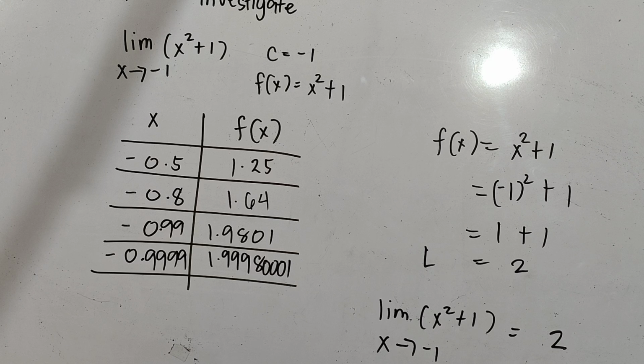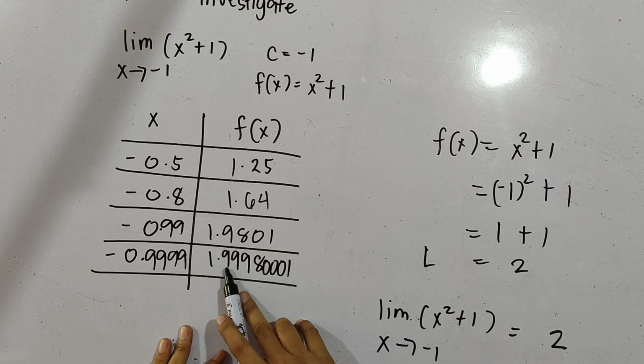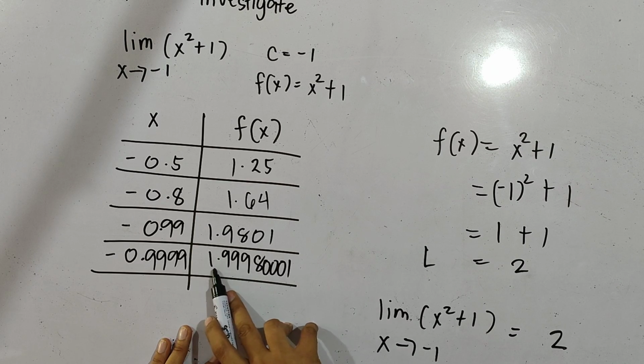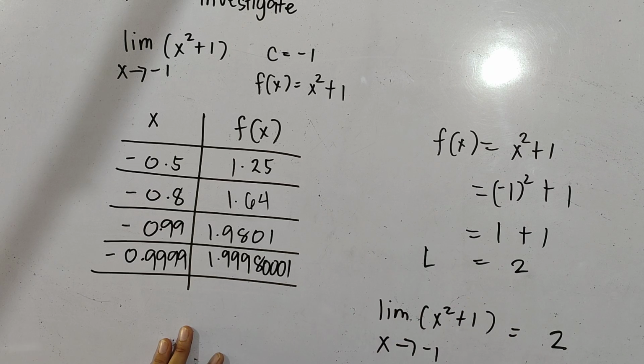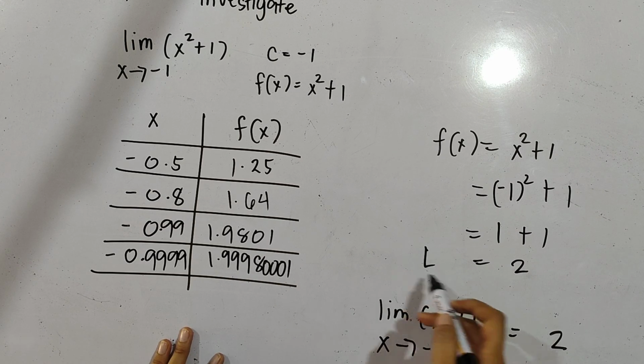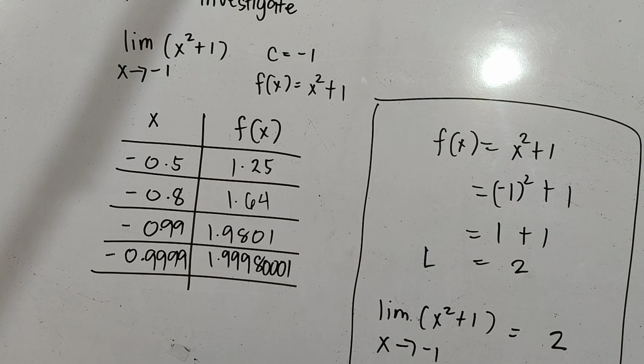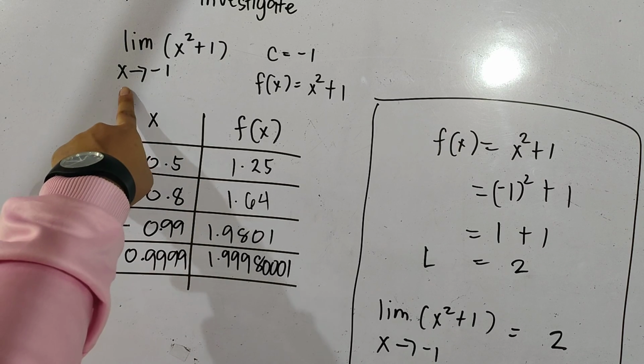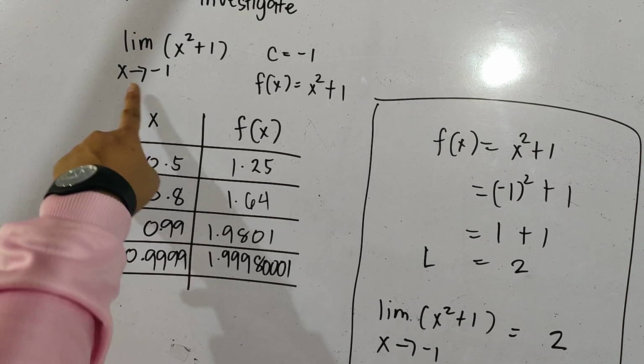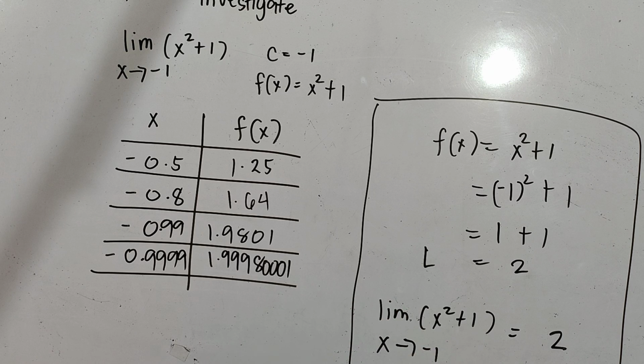Okay. Same process, when approaching from less than or greater than, the value gets closer and closer to 2. If we round off, 1.9 is about 2. But without tables, you can just use this method of solving. Just substitute the value of our x to get the limit. Okay.